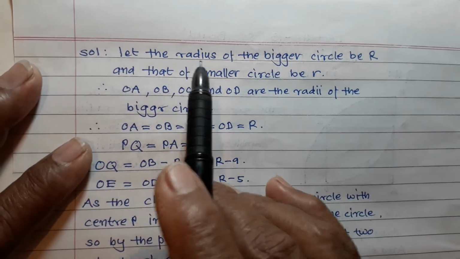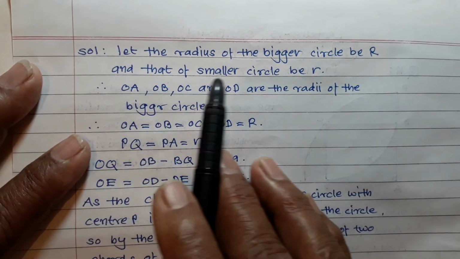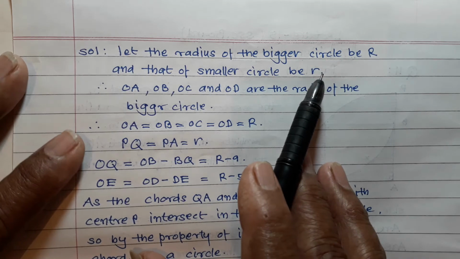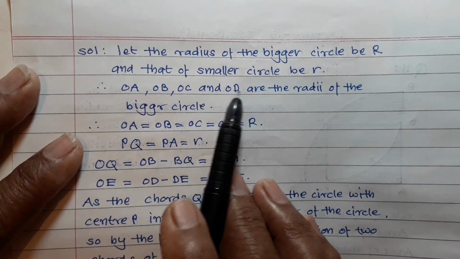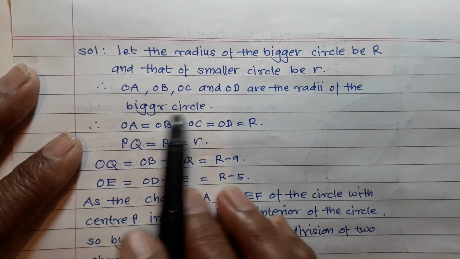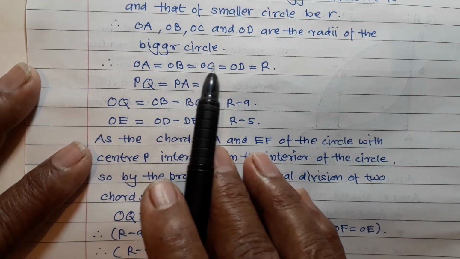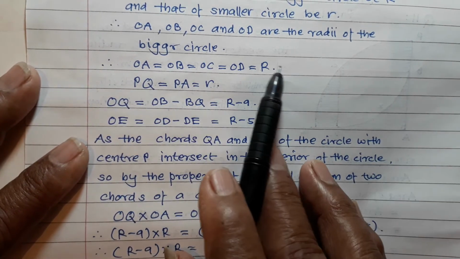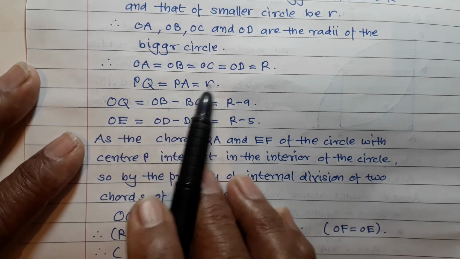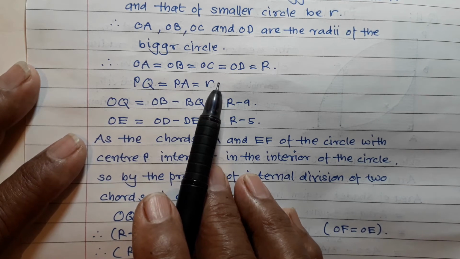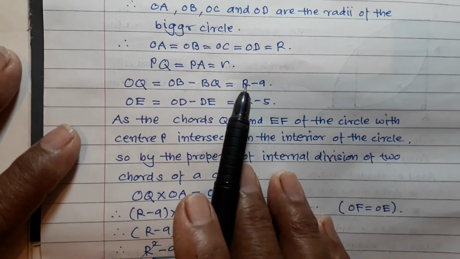Let the radius of the bigger circle be R and that of the smaller circle be r. Then OA, OB, OC and OD are the radii of the bigger circle, and therefore OA is equal to OB is equal to OC is equal to OD is equal to capital R. PQ is equal to PA, the radius of the smaller circle, that is equal to r.